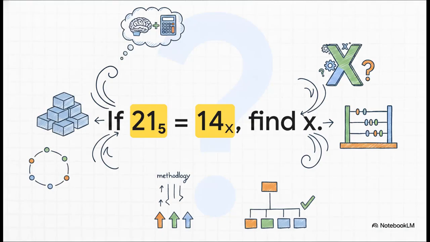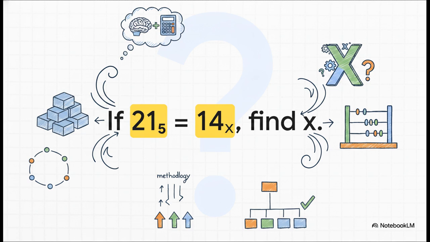All right, here is the exact question straight from the exam. WAEC Mathematics 2025 question 2. Given that 21 base 5 is equal to 14 base x, find the value of x. And you've got your multiple choice options. A is 4, B is 5, C is 6, and D is 7.